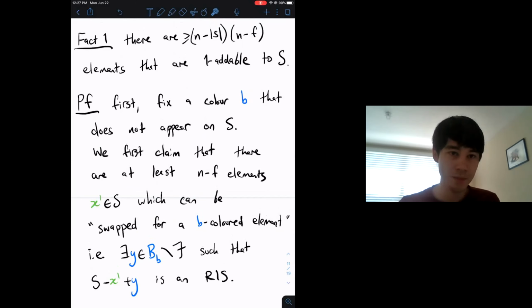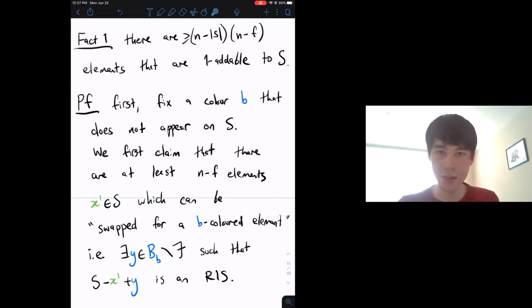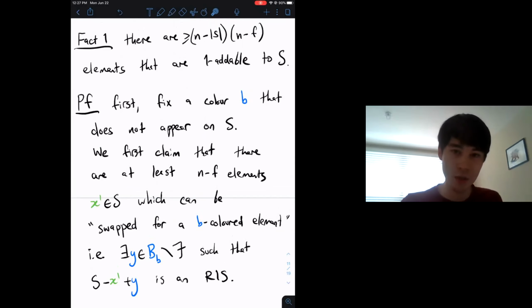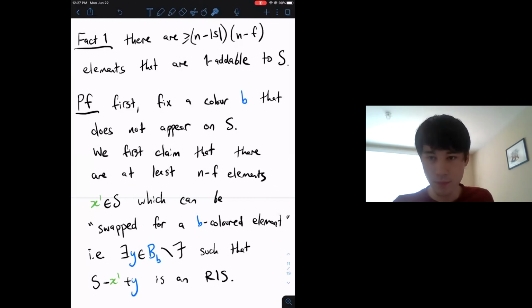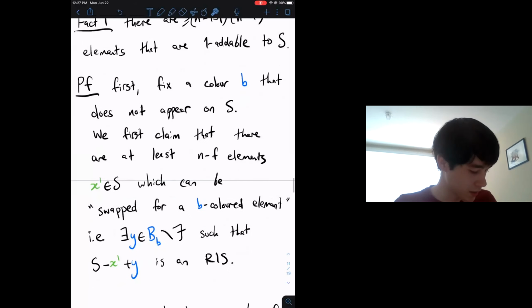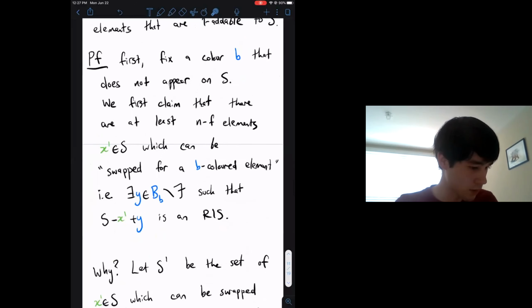So we first claim that we're going to break up the one-addability thing into the two parts, the swap and the add. I first claim there are many ways to do the swap. There are at least n minus f elements x prime, which can be swapped for a B colored element in the sense that there is some y of color B not already in the family, such that s minus x prime plus y is a rainbow independent set. So why is this?